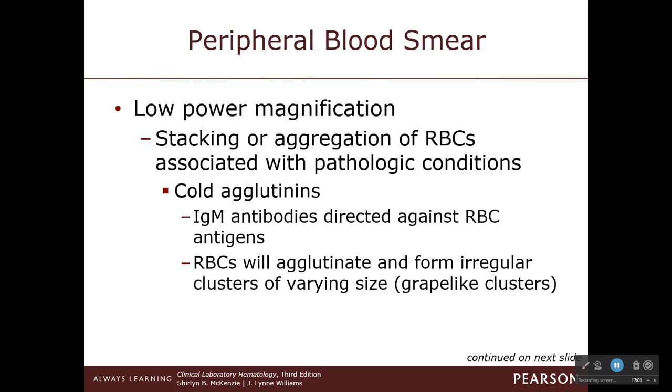One of the big things is looking for stacking or aggregation. Stacking of the coins is a term called rouleau.